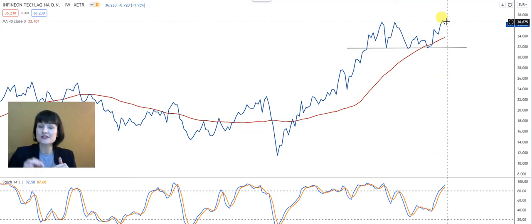If the share does not change that level into a support by a Friday close and continue to make new recent highs, I would consider taking profit here.